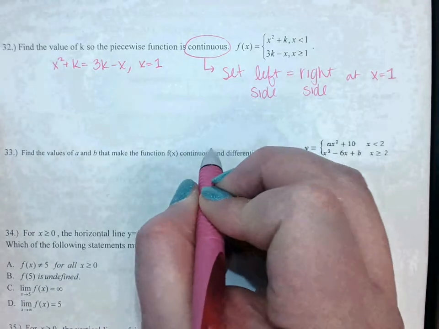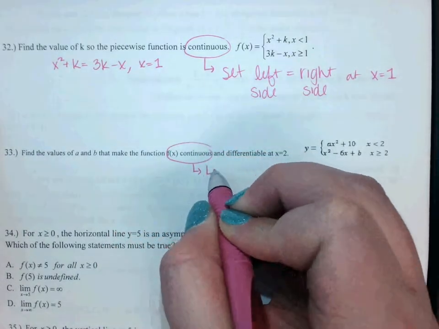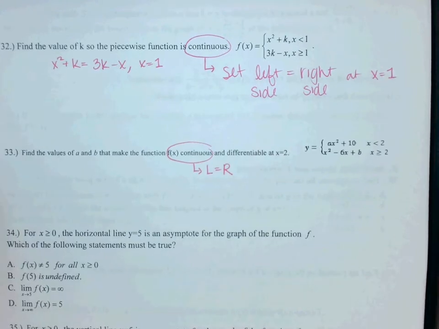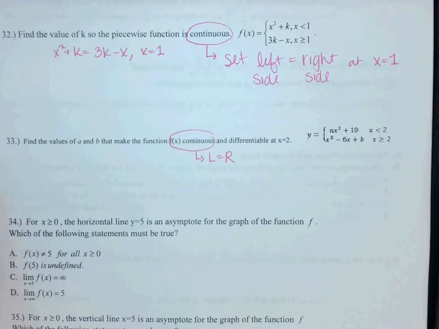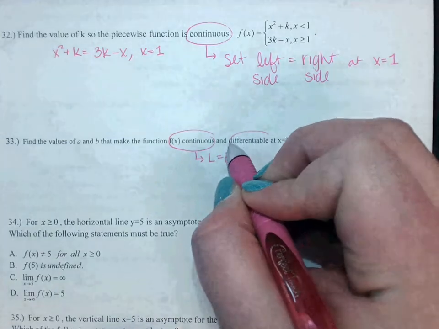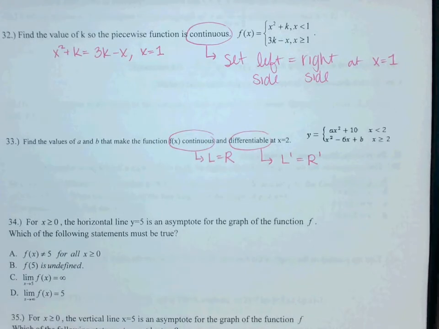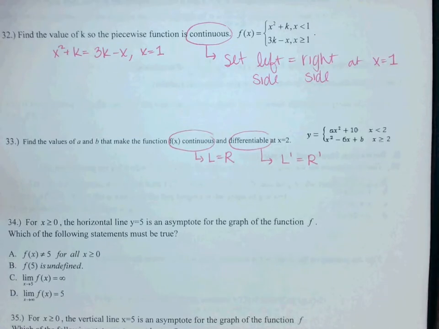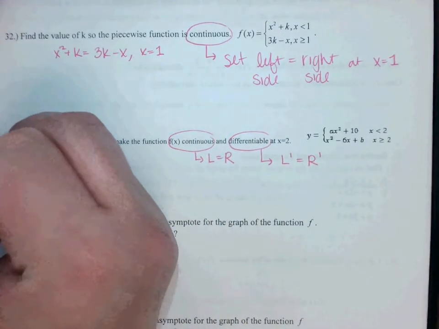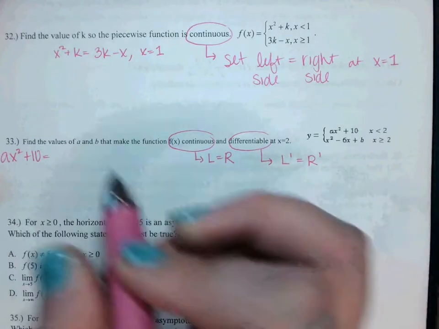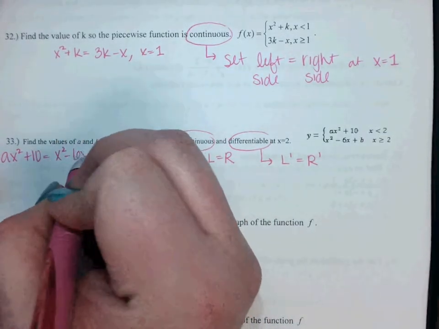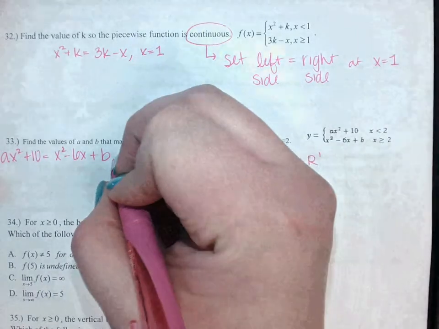Continuous, what do I set equal? We just did it. Left equal to right, but what about differentiable? What else do you set equal? The derivatives. L prime equal to R prime. Okay, so continuous means the original left and right are equal. Differentiable means the derivatives left and right are equal. So, let's do it, shall we? ax squared plus 10 equal to x squared minus 6x plus b. We're going to plug in x equals 2.